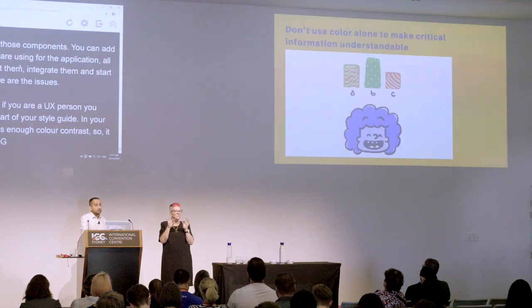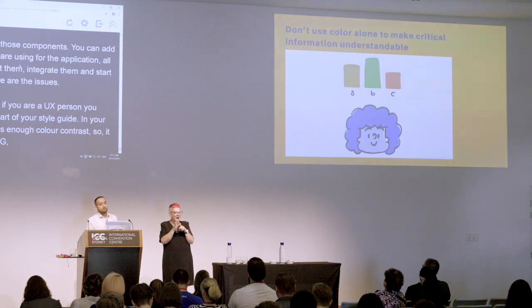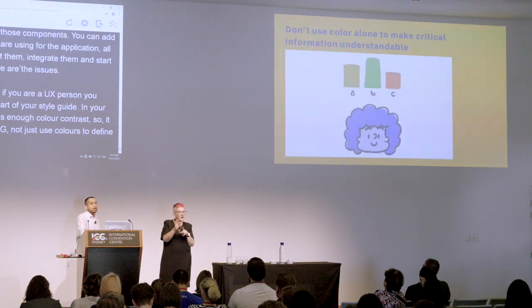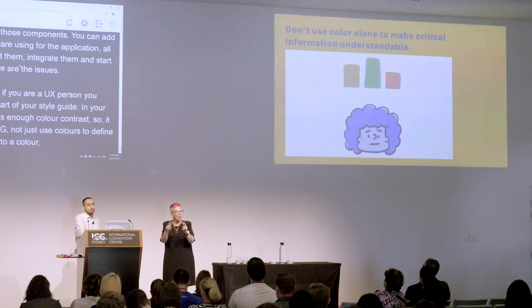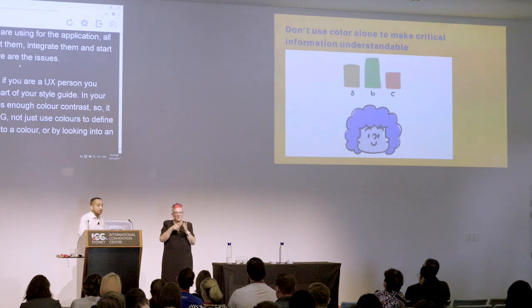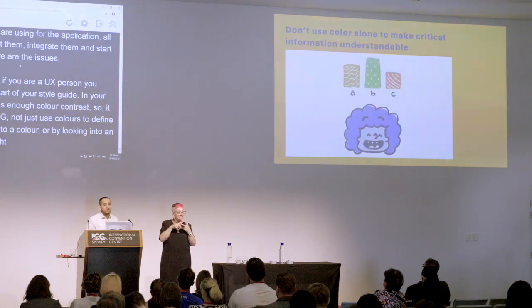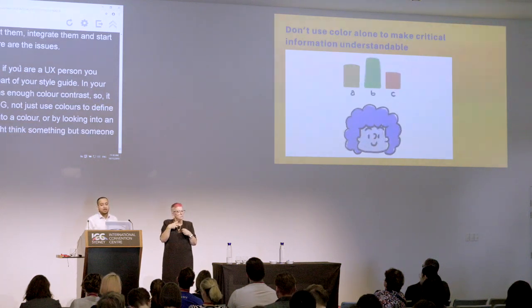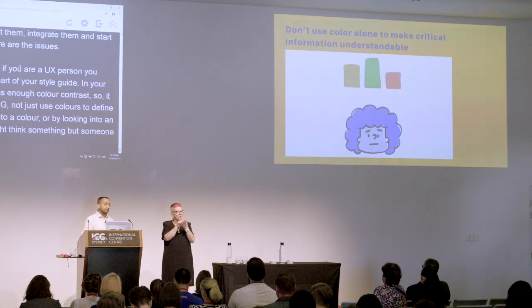Do not just use colors to define important information, because by looking at a color or an image, someone may derive one thing while another person may think something else. So if it is critical information, make it understandable by writing what it is describing.